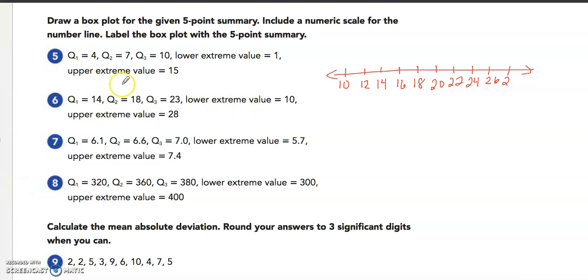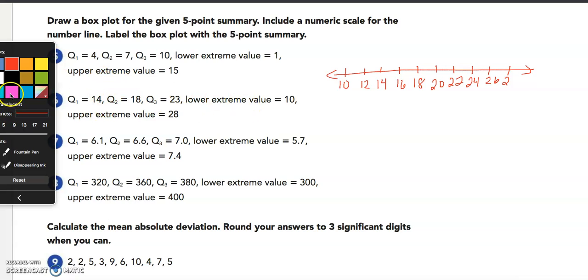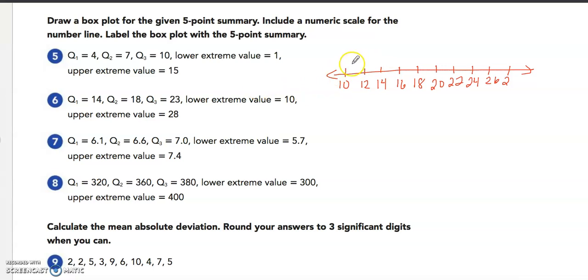Number 6. Lower value is going to be 10. Dot, upper 28. Put a dot there. We have Q1 is 14, Q2 is 18, and Q3 is 23. So 22, 24, right in the middle of that is 23. So we draw our boxes here. We connect the box to the dots, and there's our box plot.